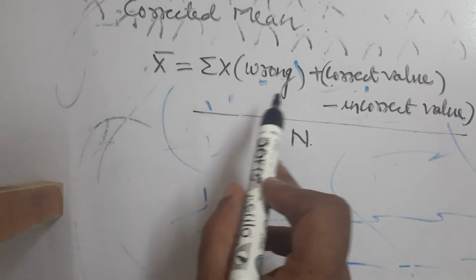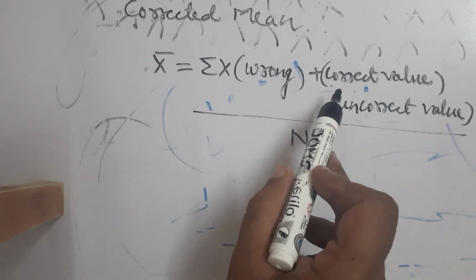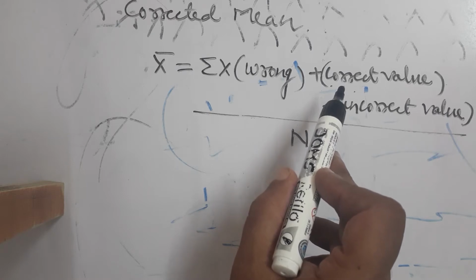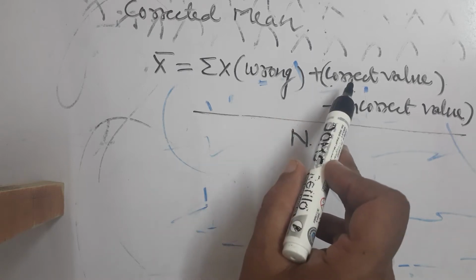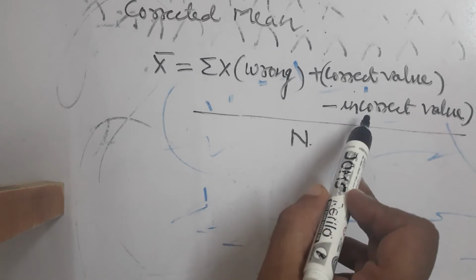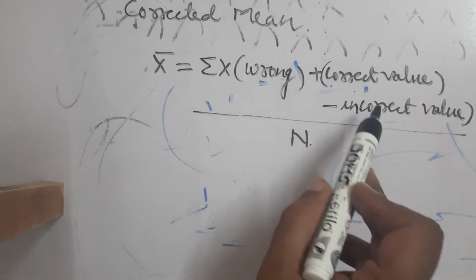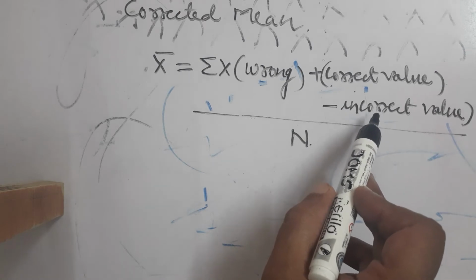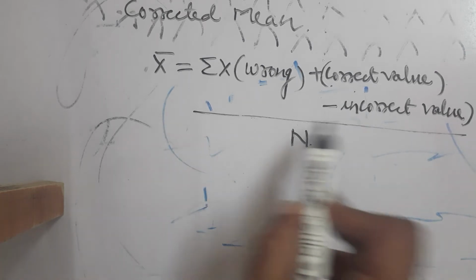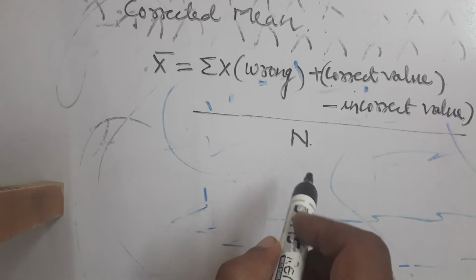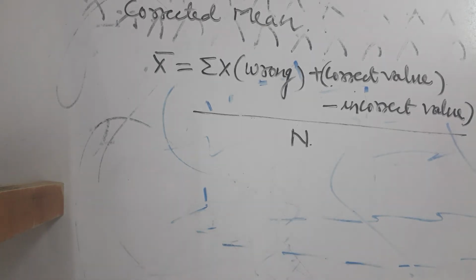In that wrong summation x, we will add the correct value. Suppose the correct value was 179 instead of 177. So plus 179 minus 177. So we have added the correct one and we have removed the wrong one. Whole divided by n. n is the number of observations. Understood? So that is how we read the formula.